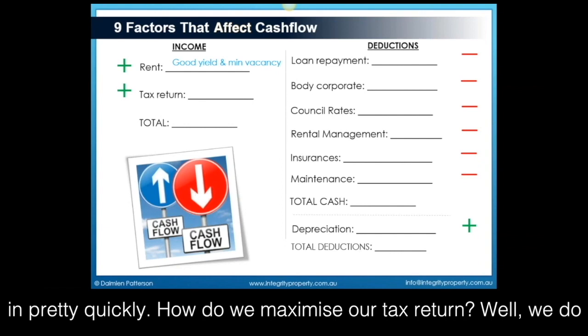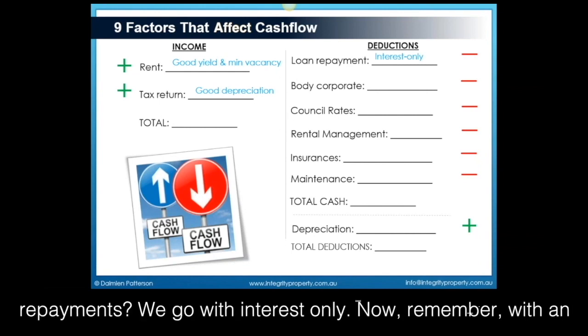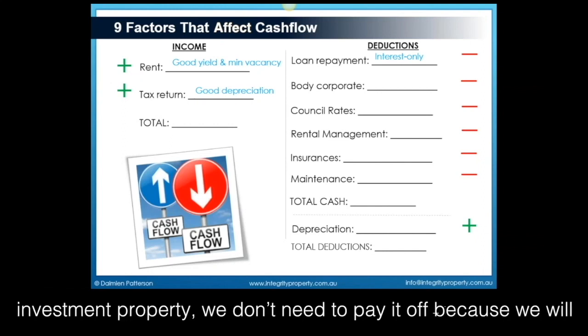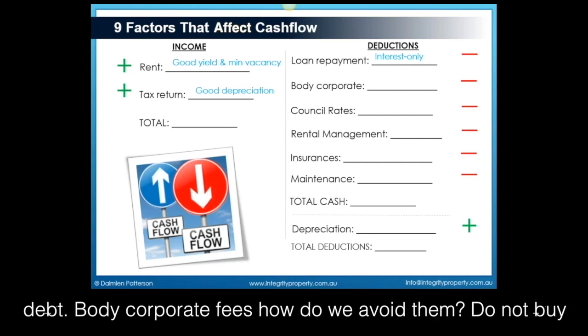Okay. How do we maximise our tax return? Well, we do that through depreciation, don't we? How do we minimise our loan repayments? We go on to interest only. Now remember, with an investment property, we don't need to pay it off because we'll always have an income, so therefore we can always service a debt. Body corporate fees, how do we avoid them?